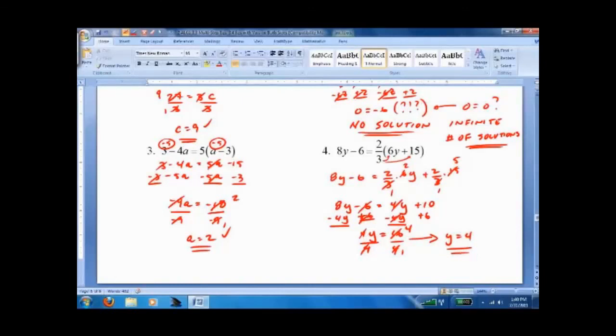8 times 4 is 32, minus 6 is 26. 6 times 4 is 24, plus 15. Yes, I'm using my calculator. 39 times 2 divided by 3 is 26. Never a bad idea to use your calculator to check. That's it. Good luck.